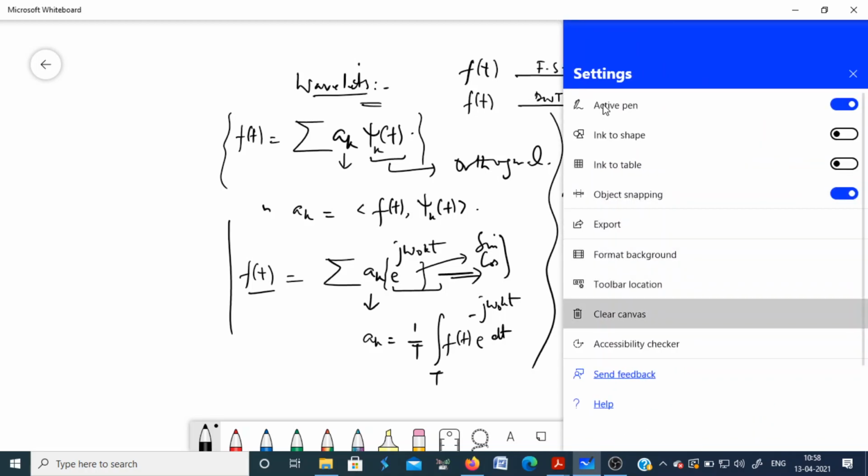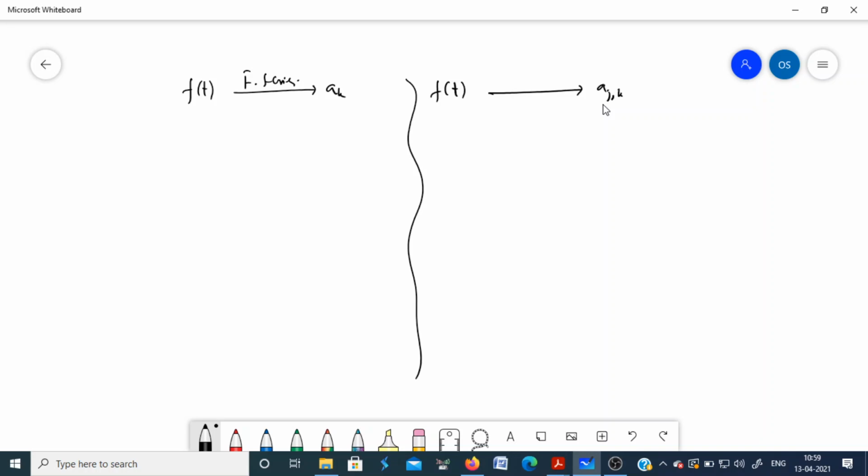And then you have, so Fourier series is very much analogous to your DWT. Because we have a function which is mapped to a series of coefficients in the Fourier series, so a function which is mapped to a series of coefficients, two-dimensional parameters in case of DWT.